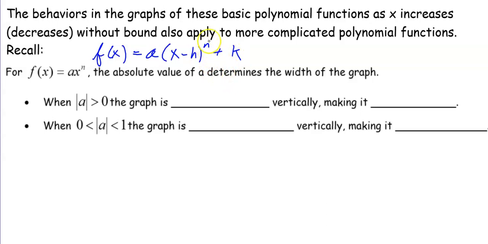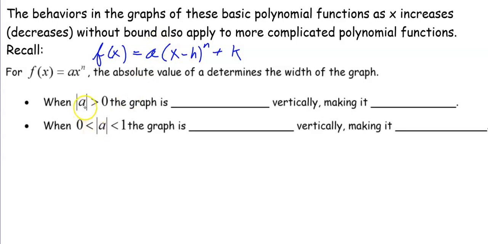Remember, n is just changing the shape. We talked about that in the last video. The odd powers either gave us a straight line or gave us that fun-looking s thing, and the even powers gave us a parabola-looking shape. So what happens when we change a? What happens when we change the value in front?